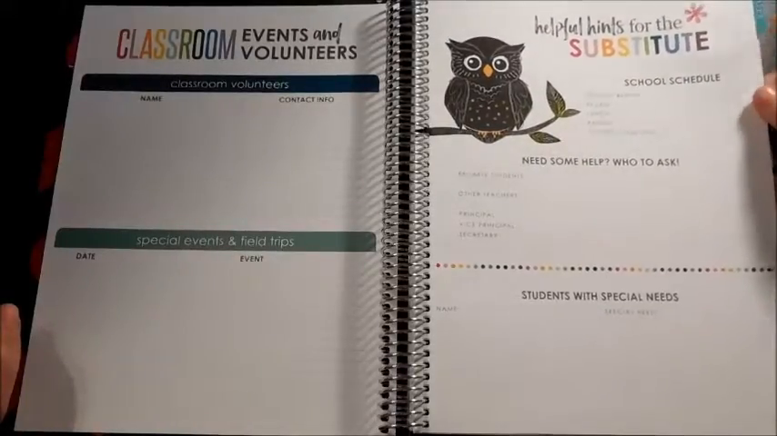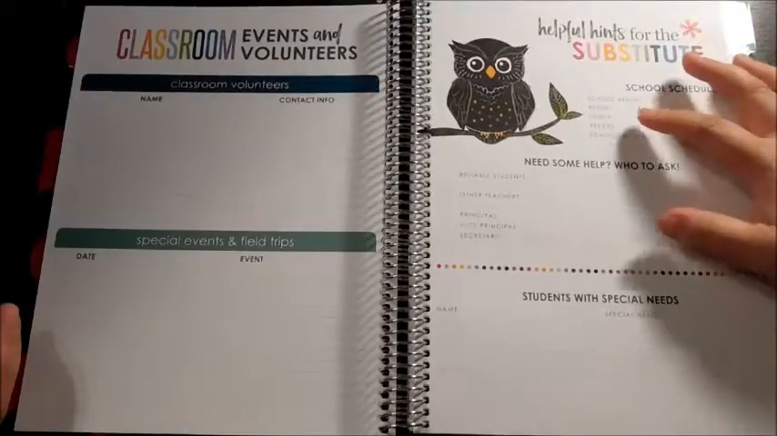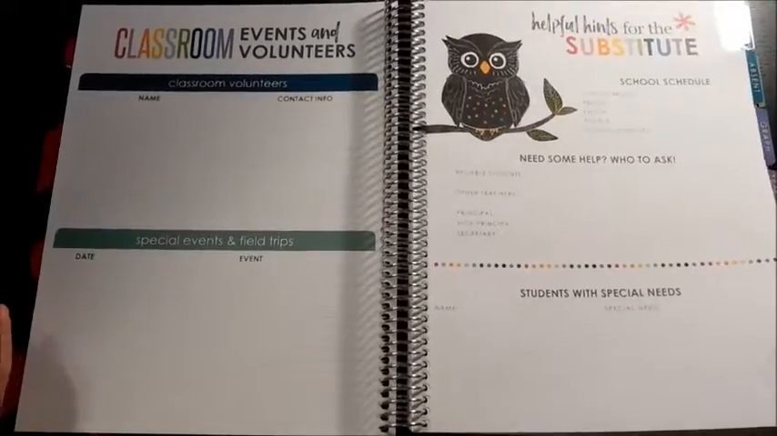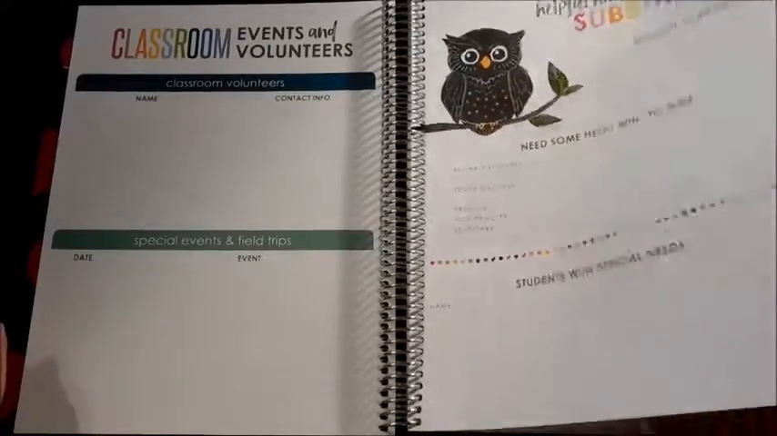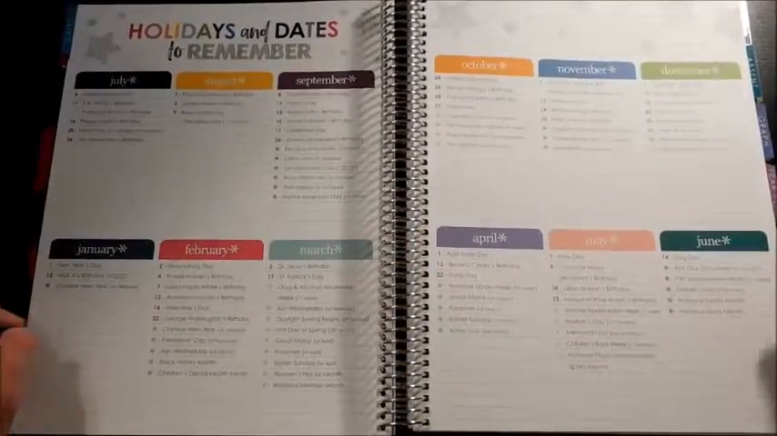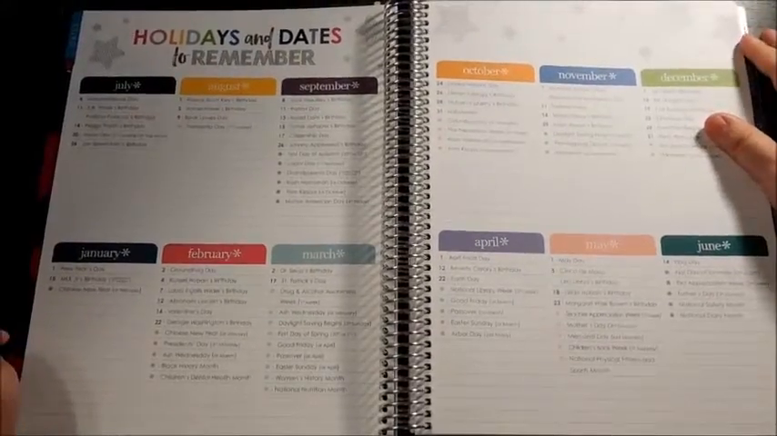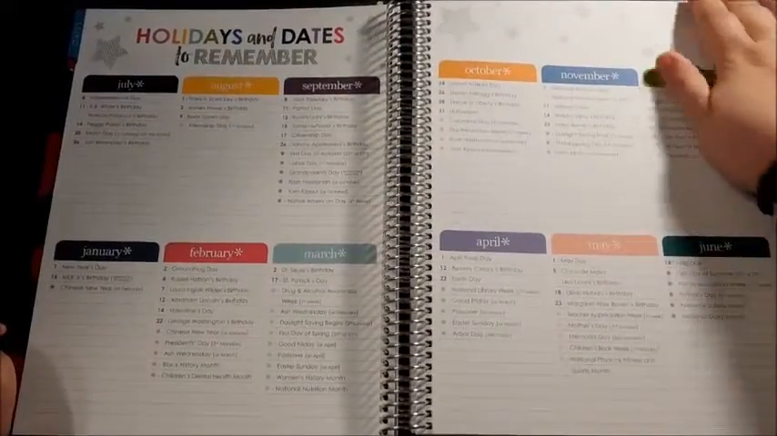Then need some help, who to ask: reliable students, other teachers, principal, vice principal, and secretary. Students with special needs, name and special need. Then you have your holidays and dates to remember. So that's pretty standard for the Erin Condren planners.